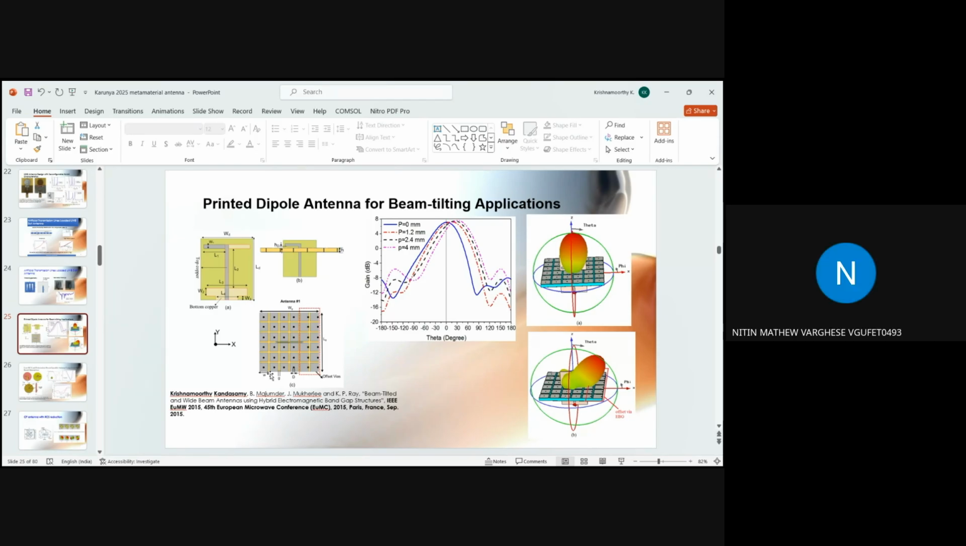Okay, thank you, sir. One more thing, we can tilt in all four directions. Whichever direction we shift the vias, in that direction the beam is going to tilt. But does that compromise the gain that we get? Compromise means a 2 dB gain reduction. Yes, we got a 2 dB gain reduction for the tilted beam compared to the broadside direction. Okay, sir, thank you so much. Okay, thank you.